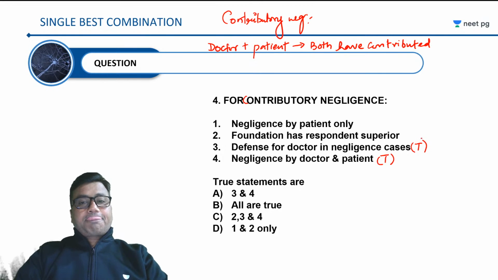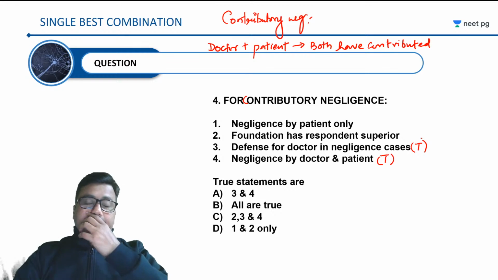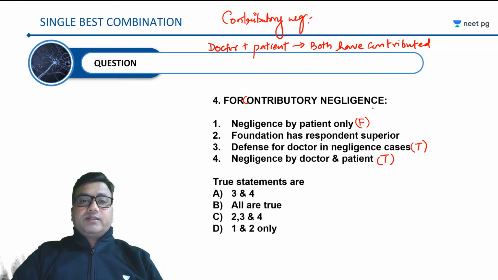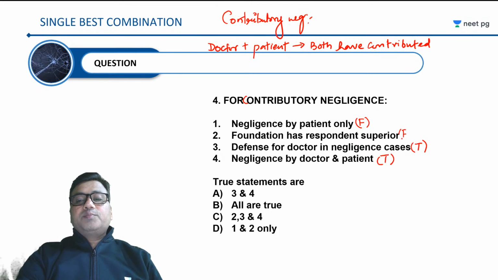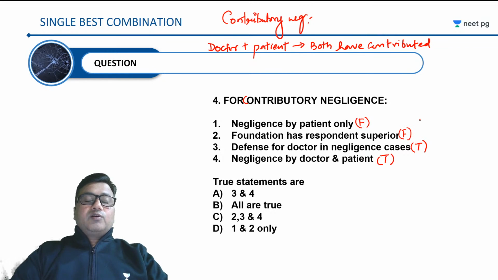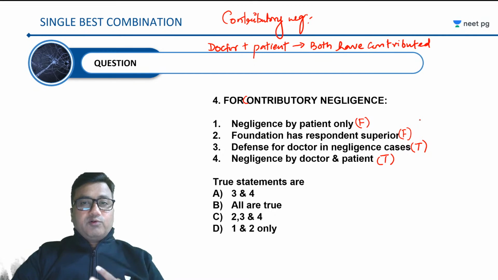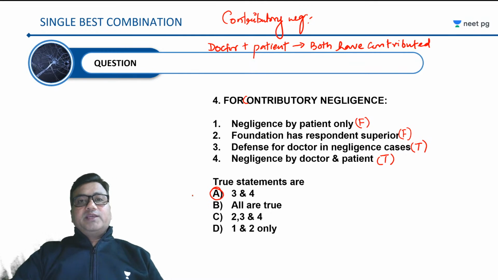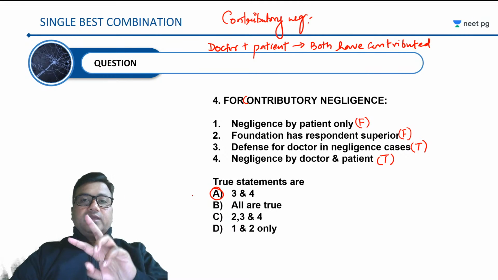is also correct. And because option number 4 is a correct statement, option number 1 is a false statement, because it says that contributory negligence is negligence by patient only, and option number 2, which says the foundation is respondeat superior, is also a false statement, because respondeat superior is the foundation of a concept called vicarious liability. Okay, so what do we see? That in this case option number 3 and option number 4 are the two correct statements, which means the single best combination is option number A, that is 3 and 4.